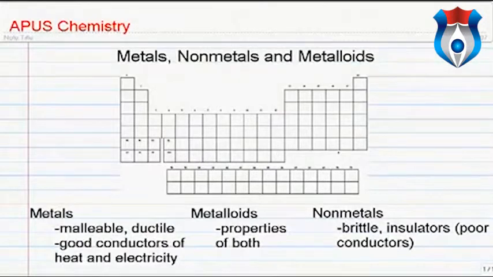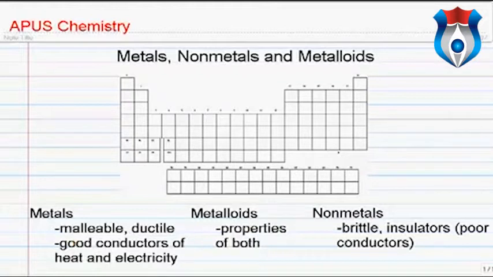The periodic table can be divided into 3 main groups: metals, nonmetals, and metalloids. Metals are malleable, which means they can be beaten into thin sheets. They're ductile, which means they can be made into wire, and they're good conductors of heat and electricity. Nonmetals are brittle and they're poor conductors or insulators, which means they do not conduct heat or electricity very well. And then there's metalloids, which are elements that have some properties of both.